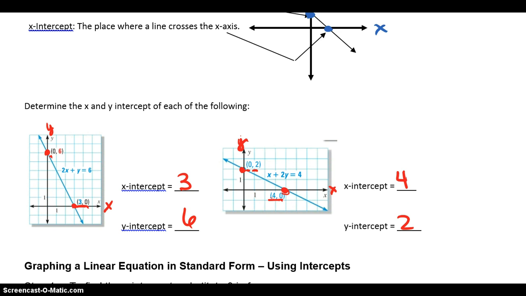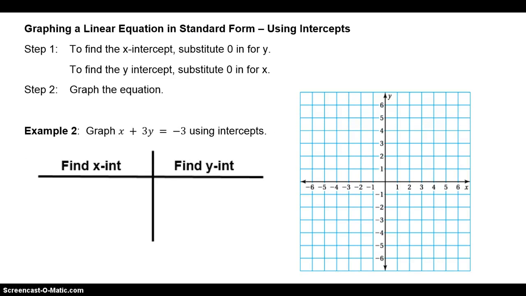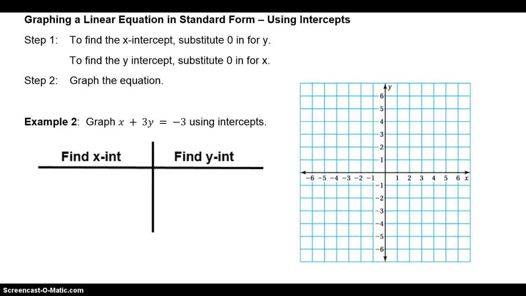Let's go on down then to graphing a linear equation in standard form using intercepts. So we're going to use our intercepts to graph. Step 1, to find the x-intercept, substitute 0 in for y, which is what we just talked about in the previous picture. Anytime you're looking at the x-intercept, the y value is always going to be 0. To find the y-intercept, we're going to substitute 0 in for x. It's like the opposite one. And then we're going to use those to graph.